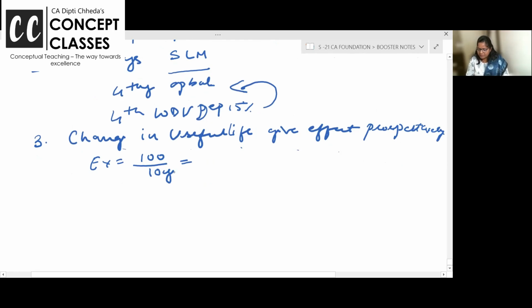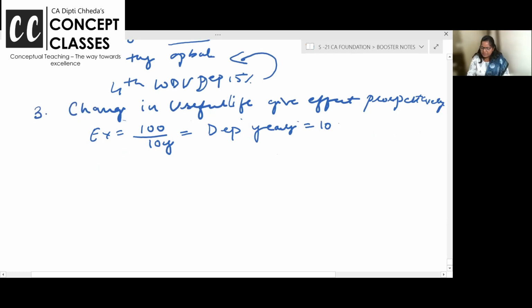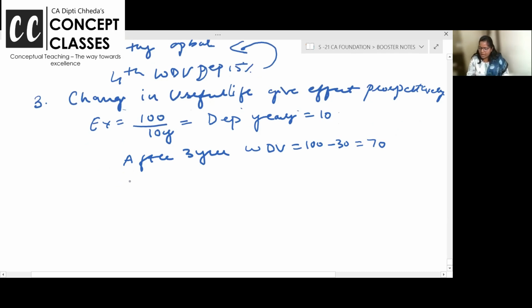Asset का cost है 100, 10 years. So depreciation yearly, every year how much is the depreciation? 10. Now, after 3 years, what will be the WDV? 100 minus 30, 70. Third year. After 3 years, WDV कितना होगा? 70. Now what is the story?